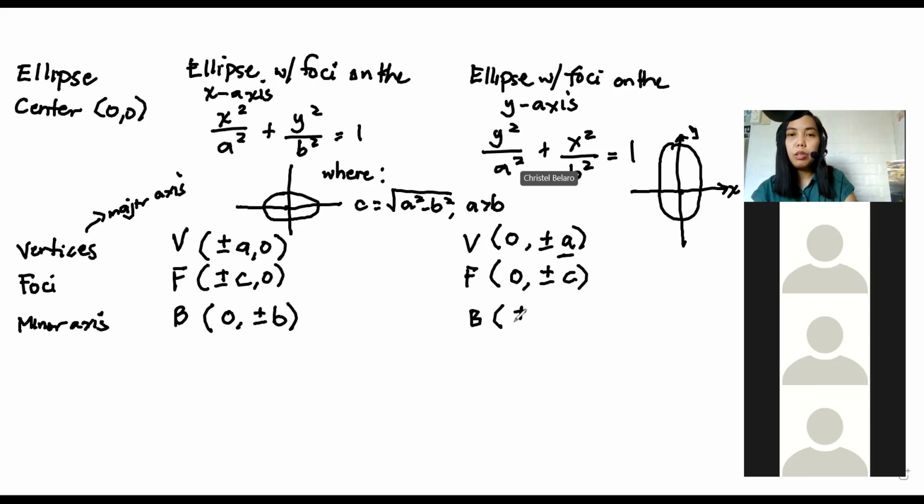is positive, negative, b, 0. Okay? Kasi ang major axis mo nasa y. Therefore, ang minor axis nasa x. Okay, so we have vertices, foci, minor axis.